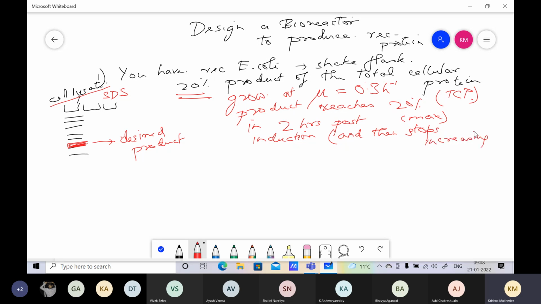So really what we are saying is that any fermentation that you will do has to be stopped, and any fermentation strategy will be fed batch.